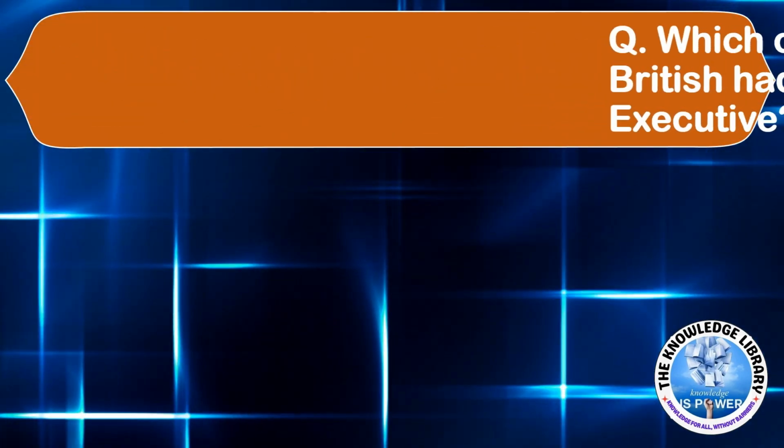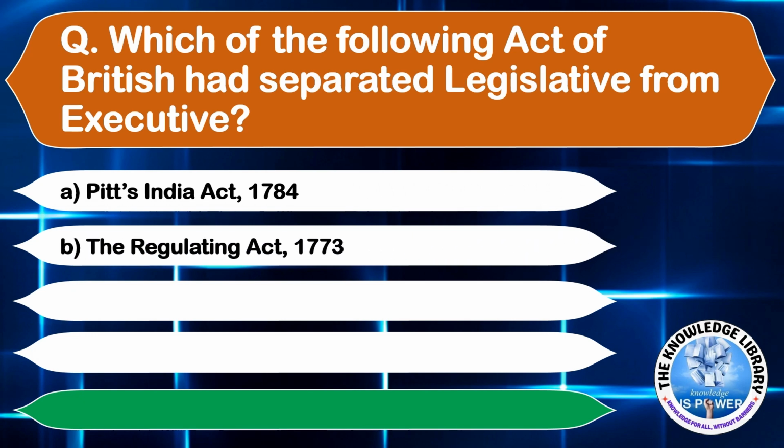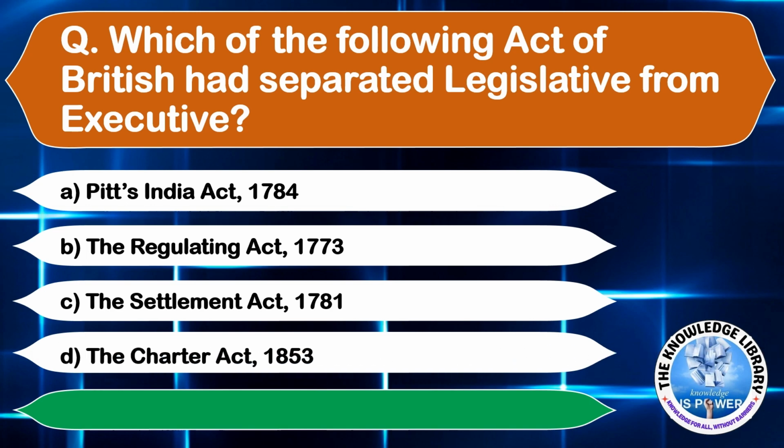Which of the following acts of British had separated legislative from executive? Option A, Pitt's India Act 1784. Option B, the Regulating Act of 1773. Option C, the Settlement Act of 1781. And option D, the Charter Act of 1853. The correct answer is option B, the Charter Act of 1853. Moving on to the next question.